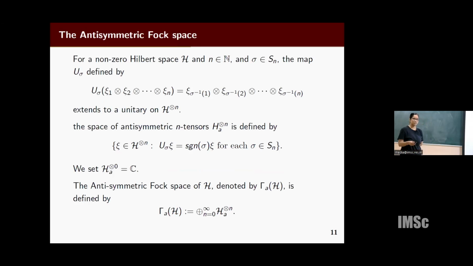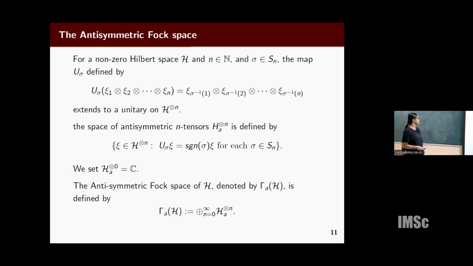So as she mentioned, CCR flows are defined on certain symmetric Fock spaces, but here we have the antisymmetric analog of the same thing. So I will define the antisymmetric Fock space associated to a Hilbert space. Given a non-zero Hilbert space H and a permutation sigma on n symbols, you can define a unitary U_sigma on the elementary n tensors by permuting the elementary n tensors, and this can be extended to a unitary on H tensor n.